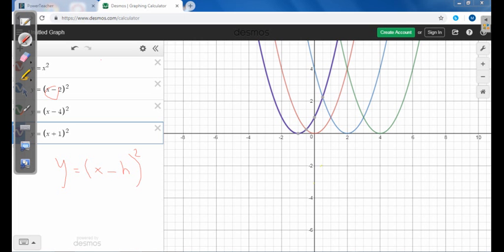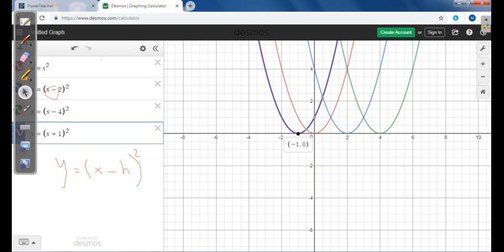Okay? So always think about it. If it's inside the bracket, it's opposite to what you see. If it's negative, that means it's going to move to the right. If it's positive, that means it's going to move to the left. Okay? What's your vertex for this one, for (x + 1) squared? (-1, 0). So if I look at this one right here, it's going to be (-1, 0). You see that?